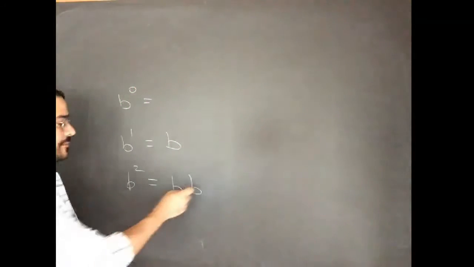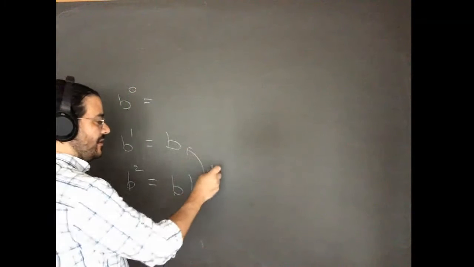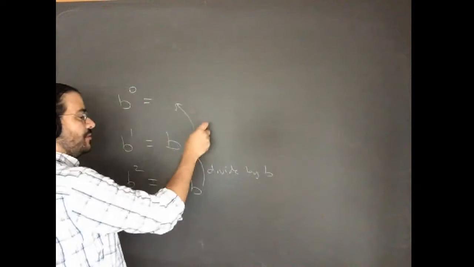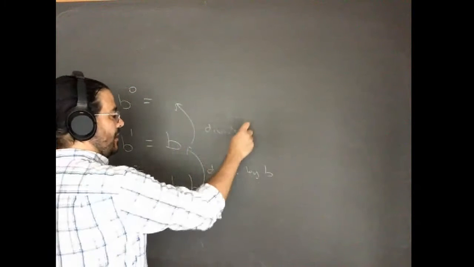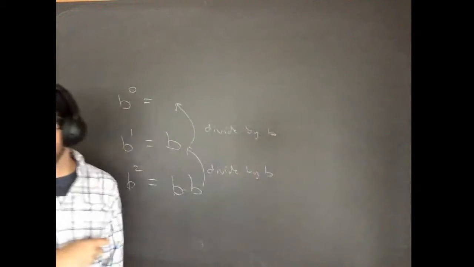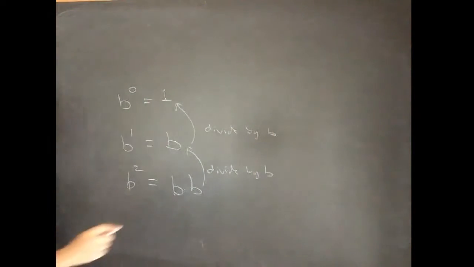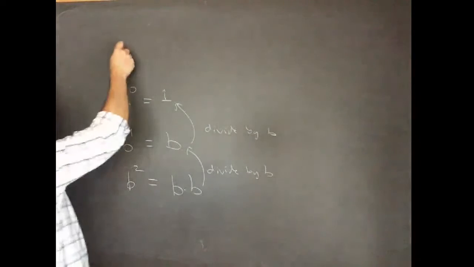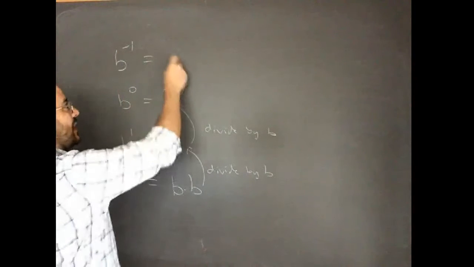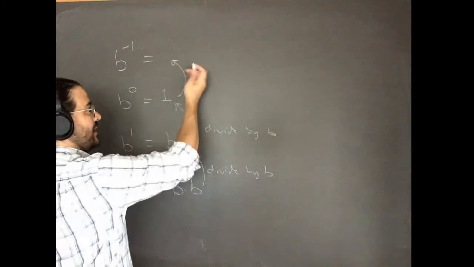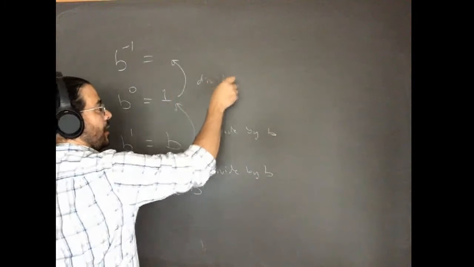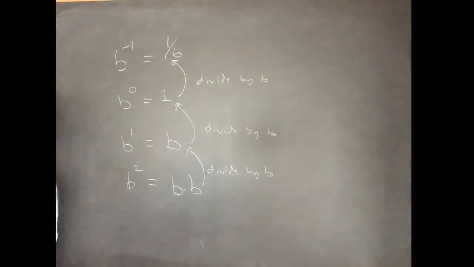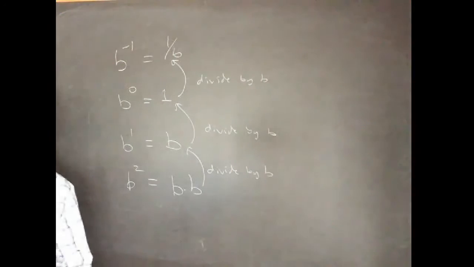Right, so again, we're dividing by b. And then to go this step here, we divide by b. Okay, we get 1, right? Okay, good. And then let's go back one, just so we're all seeing the pattern here. b to the negative 1, what happens there? We divide by b again, and we get 1 over b, right? So b to the negative 1 is 1 over b.